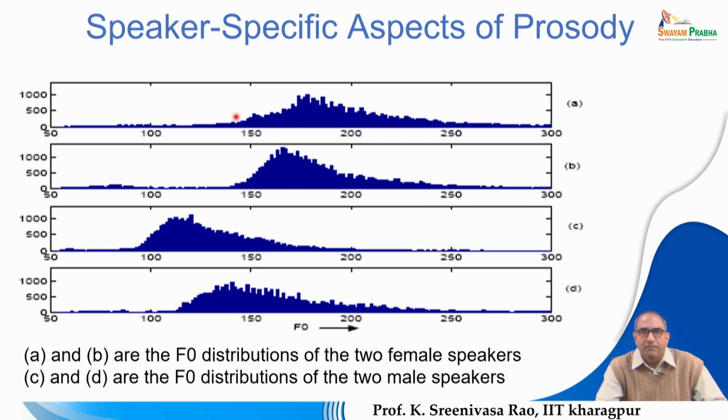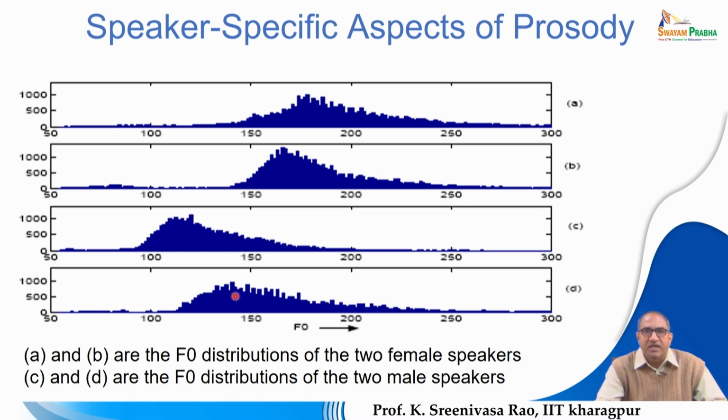And if you look at the speaker specific aspects of prosody, what it means is that if you visualize the prosodic features, how for different speakers the prosodic distributions are different. Here, A and B are the F0 distributions of two female speakers. The range may be the same, but the means are different for these two speakers. If you analyze their pitch values, you can see the distribution is different. Both of them are Gaussian, but the Gaussian parameters are very different.